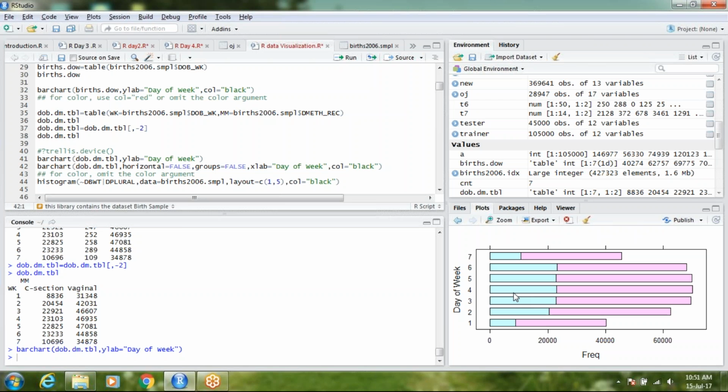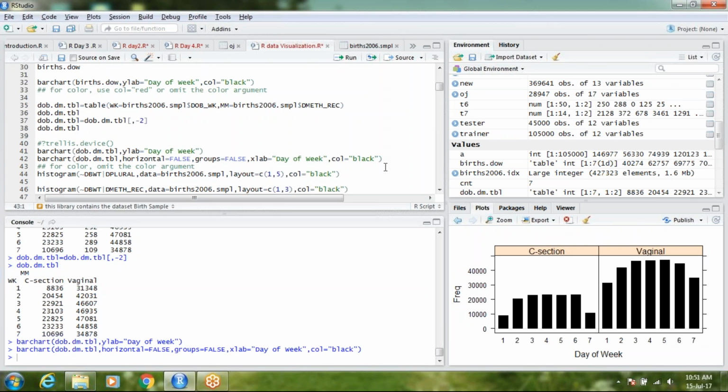So what if I don't want it in this way? I want them side by side. For that, I can mention a clause of group equal to false. So it won't group them together. It will plot them side by side. So here, it has plotted them side by side.